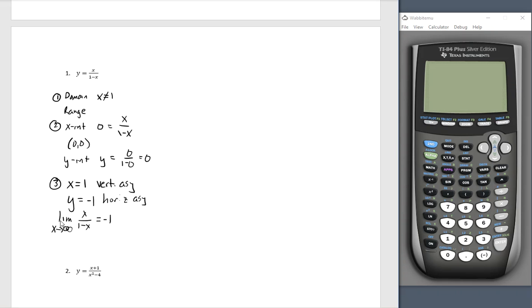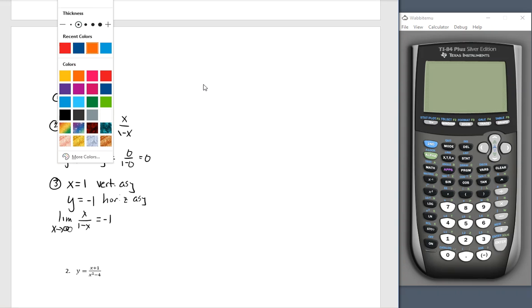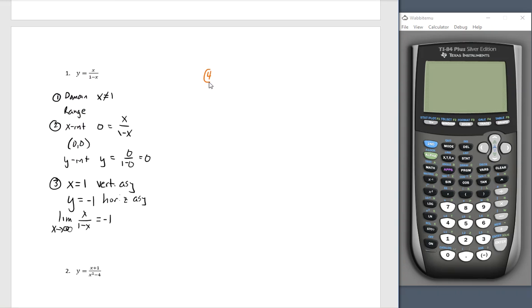So this is all the pre-calculus stuff, right? You could have done all of this in pre-calculus. Number 3 is just strengthened a little bit by calculus. So now, let's do the derivative stuff.